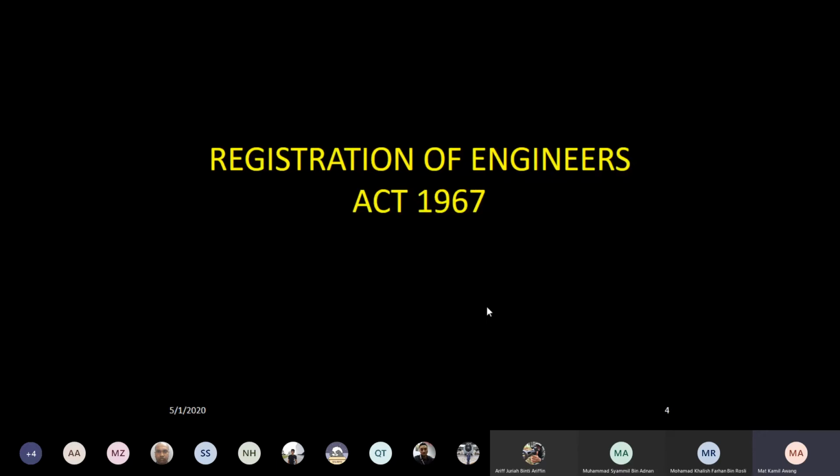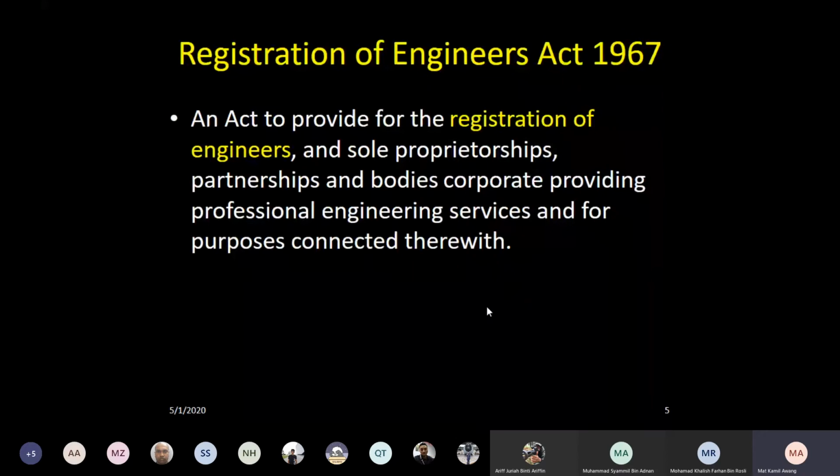So we go to the Registration of Engineers Act 1967. This act provides for the registration of engineers. All the individuals who want to practice as an engineer in the engineering field must register with the Board of Engineers. But for this, you have to have certain qualifications and whatnot. Not anybody can be an engineer.